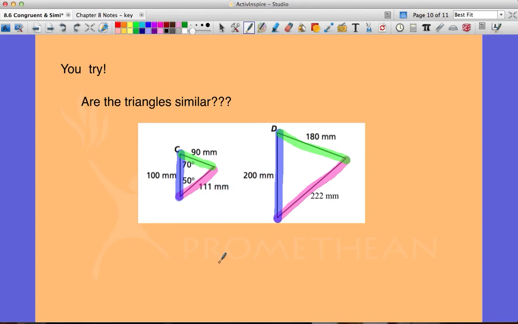We still have to use the same idea though. We still have to set up a ratio or a proportion with our numbers. We have to keep the same colors on top and on bottom and the same numbers from the same triangle in the same ratio. So in this case I'm going to use green first. So the first triangle is 90 millimeters. And the second triangle has 180 millimeters.